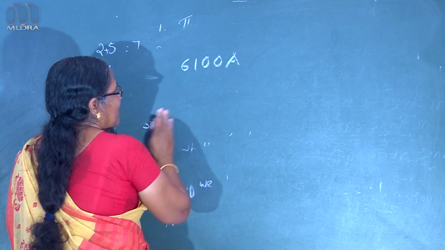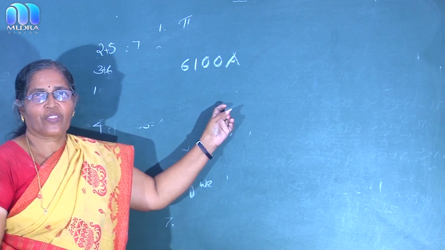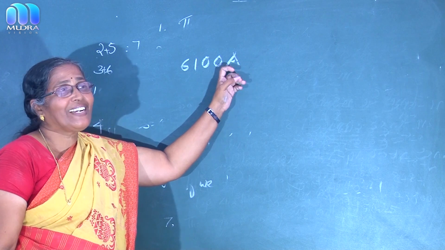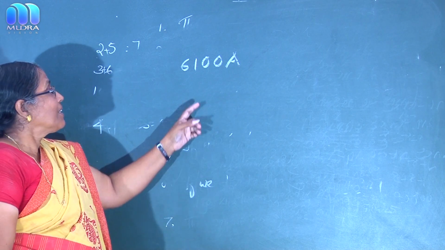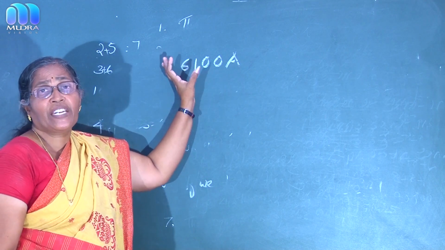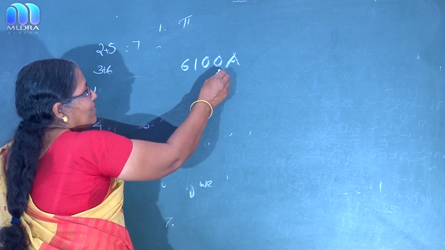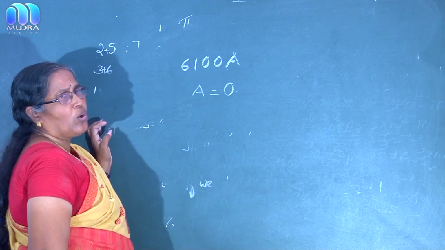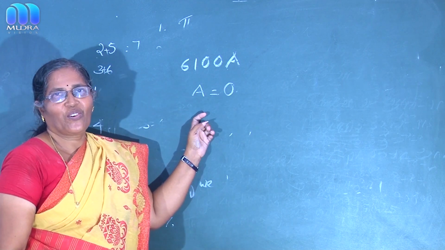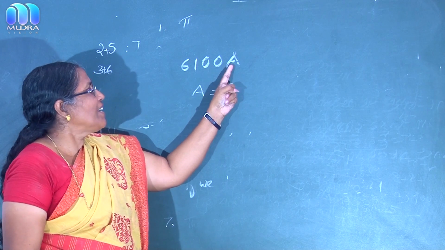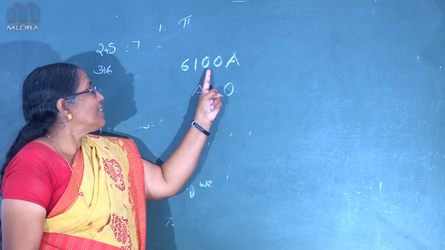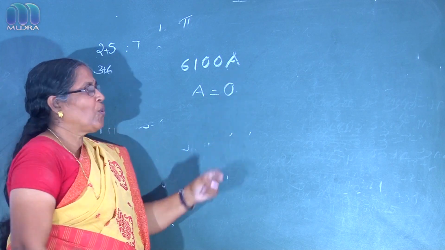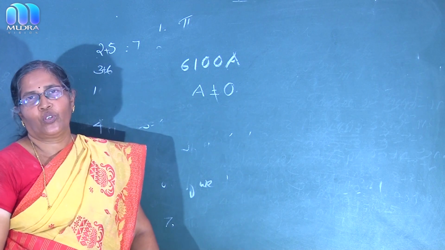A is a number. It is a square number. Can you find what is the digit A? A is a digit here. Can you find what is A? It is a square number. Then is A 0? Look here. Is A 0? No. Why? Because if A is equal to 0, the number of zeros will not be even. So, A is not equal to 0.